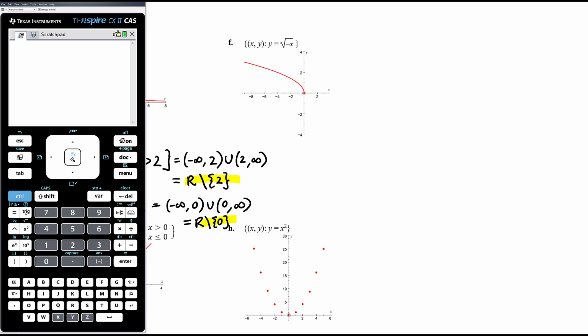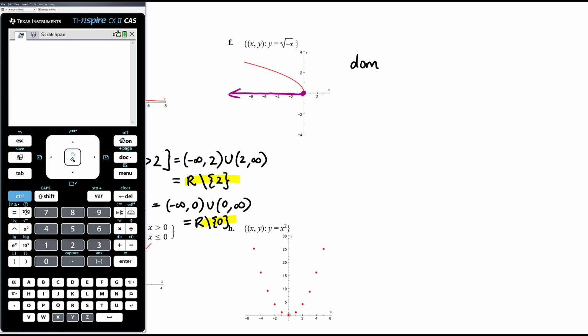Okay, and then F, we have a square root graph that has been reflected in the y-axis. Okay, so it is going this way instead of this way. So let's think about the domain here. The largest x value is at 0, it doesn't go past there, and that's an included point, and we can include every x value before that.